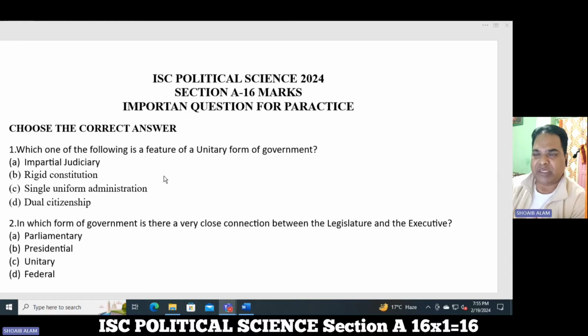So if you really have patience, then please sit and watch it. I'm going to help you out with Section A, that is of 16 marks. The first we'll do with choose the correct answer. So here it is on the screen. So let's start. This paper is of 16 marks, so many questions are there, so you need to have patience.